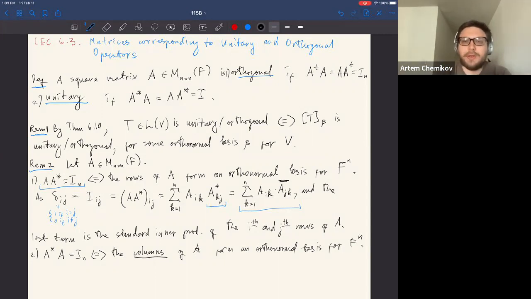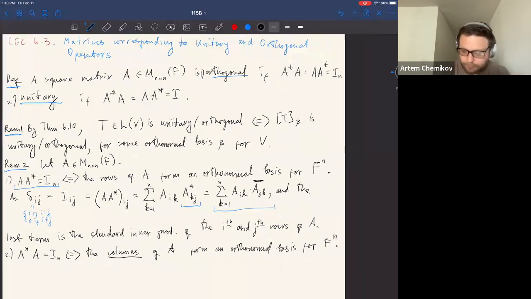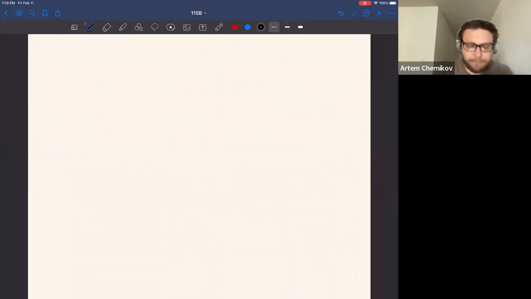Okay, so this gives us some of these basic properties. Now we have the following definition. Okay, and this maybe will remind you also of something about diagonalizability that we've seen before, and similarity of matrices.